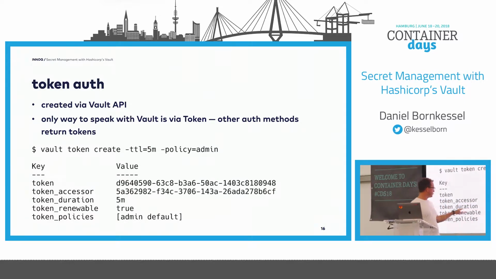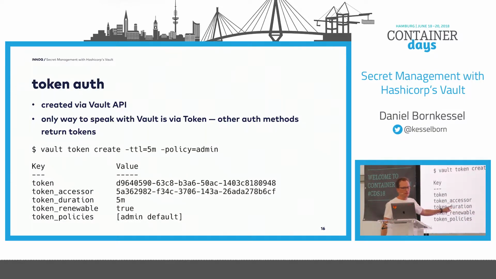Tokens always have a time to live. So this token is invalid after 5 minutes. They can be renewable. So if set, you can renew the token, and there are two modes. Either you renew it and you get a new token, or you renew the token itself so the token doesn't change. And every token has policies attached to it. Policies decide that once I authenticate against Vault, I cannot just read everything from Vault, but there are certain policies that tell you, for example, that app 1 can only read the database password, which is for the database used by everyone.